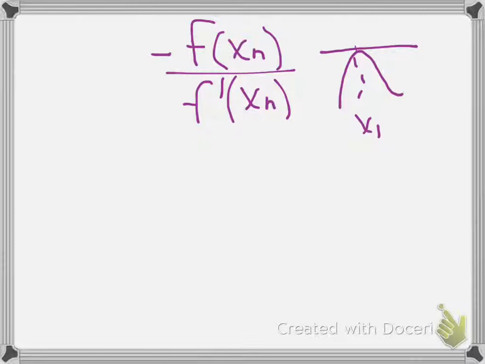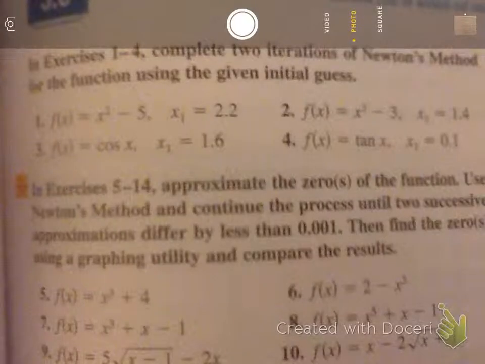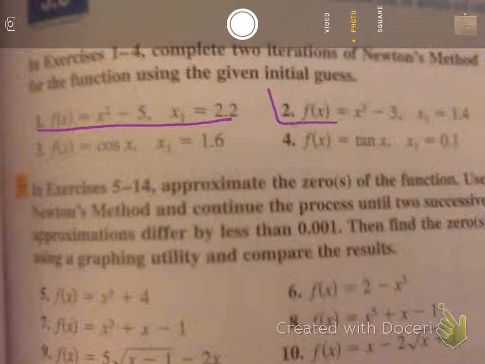Now, let's show an example of how it does. Here's the problem I'd like you to do. I want you to do just number 1 and come up with 2 iterations. So I'm going to do this example number 2 as something for you to follow.